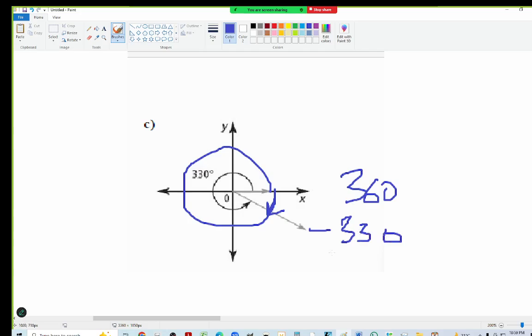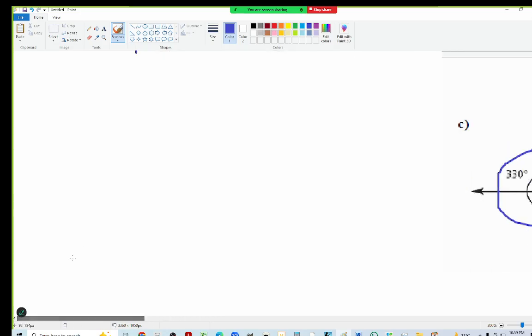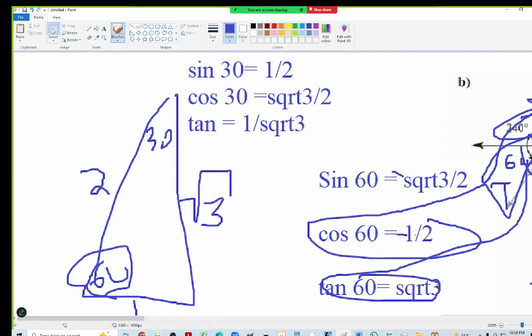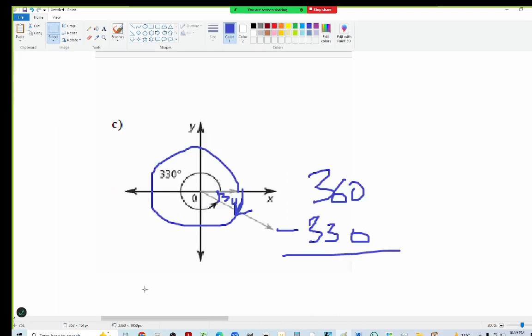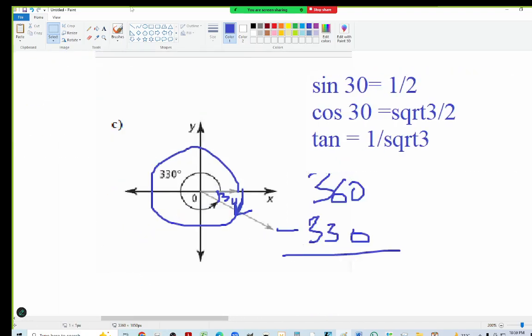So 360 minus 330 is 30. That means the triangle we're dealing with here is 30. We figured out all our 30 angles right there. Okay, what quadrant am I in here? The fourth one. Who's positive, who's negative in this one?